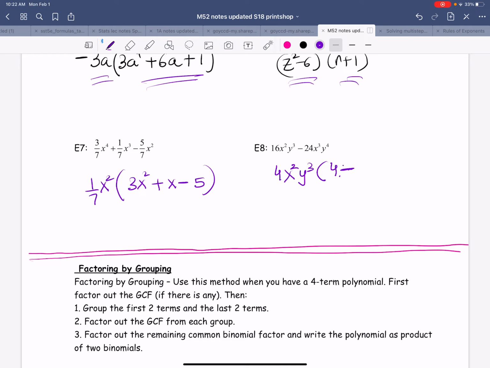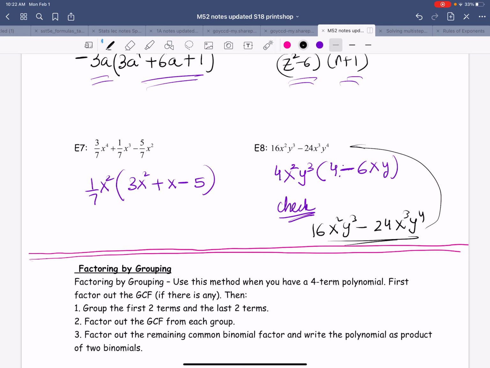minus, nope, 6. 6 times 4 is 24. 4 minus 6, and we already have x squared in the front. We need one more x. We need one more y, and that would give us what we started with, x to the third and y to the fourth. Always check your work. So you can check your work by distributing back. If I distribute it back, I would be left with 16x squared y to the third minus 24x to the third y to the fourth, and that's what I started with. So I got it correct.